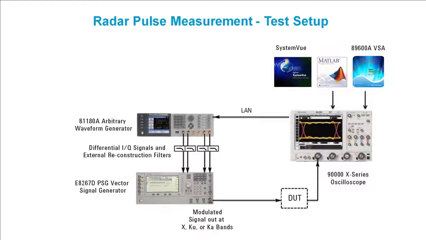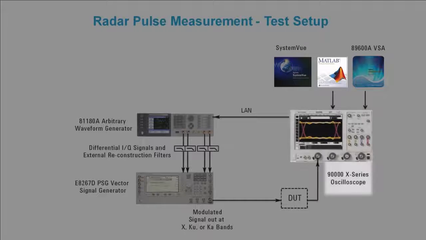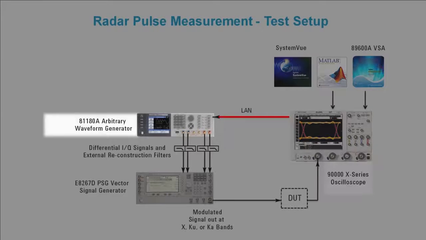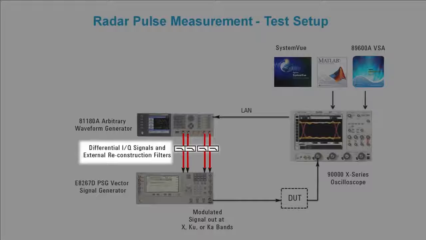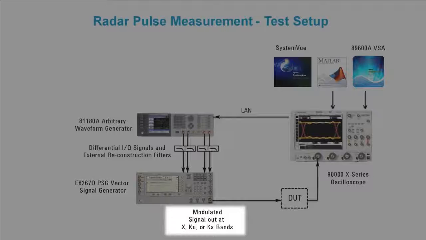First, we start with waveform creation software, such as Agilent System View, or in this case, MATLAB running on the Infiniium 90000 X series oscilloscope, which is used to create and download the radar waveform to the 81180A wideband arbitrary waveform generator. The differential IQ signals are modulated by the E8267D PSG vector signal generator to output an X, Ku, or Ka band signal. This test signal would be input to a device under test.